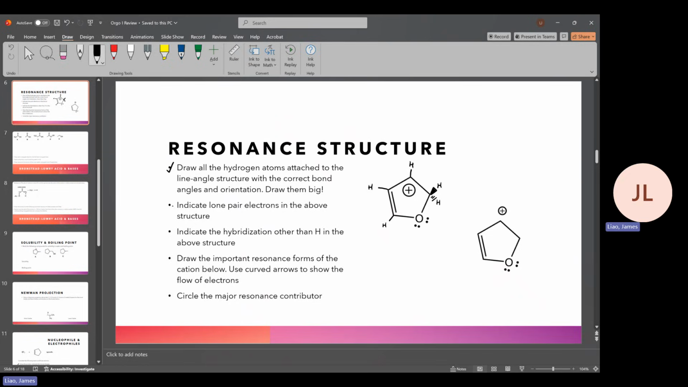That's the second one. The third one is we need to indicate the orbital hybridizations other than the hydrogens in the above structure. So if we look at the structure one more time, we need to show what kind of orbital hybridizations we can actually do.